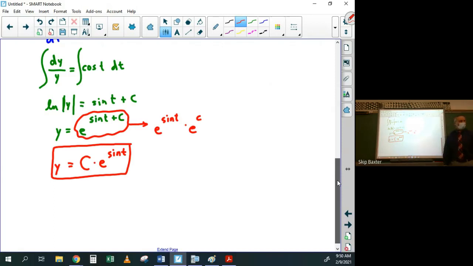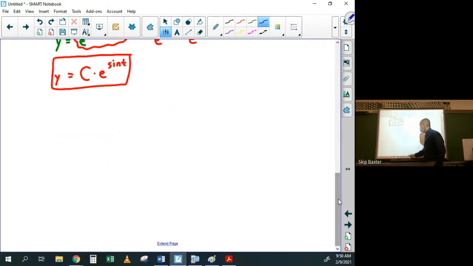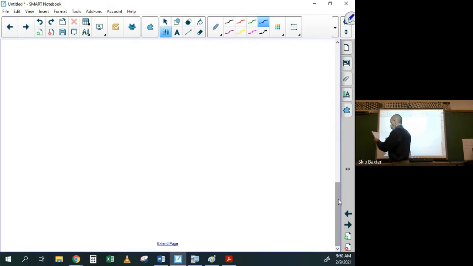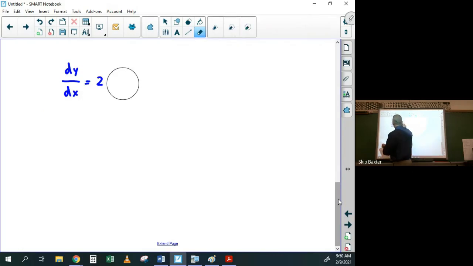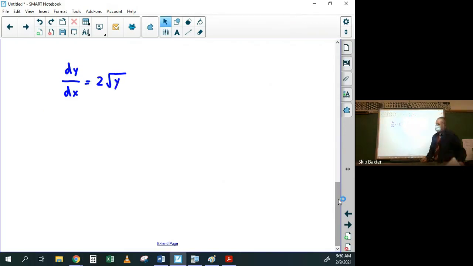Does everybody understand that? Let's do another one. How about this one? dy dx equals 2 radical x. Sorry, 2 radical y. I'll give you a minute.